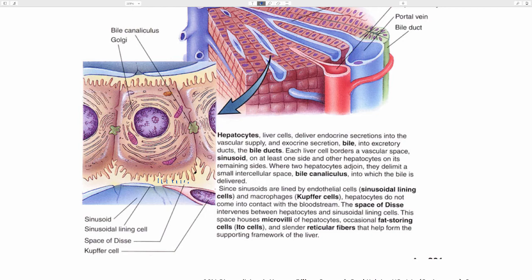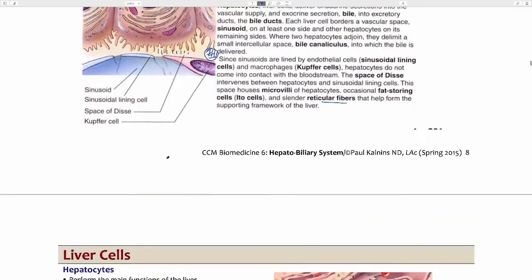This space also has little microvilli on the surfaces of the hepatocytes. And occasionally you'll see other cells in here, in fact, one cell called a stellate cell, also known as an Ito cell. These can store fat. They also can become activated in inflammation and can create scarring, unfortunately, and lay down scar tissue. So those would be cells found in the space of Disse periodically. And they're mentioning here also reticular fibers, which are protein strands helping to hold the structure, the cellular framework of all of this together.